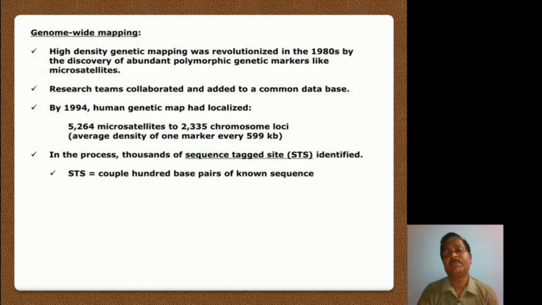Here you see that high density genetic mapping was first revolutionized in the 1980s by the discovery of abundant polymorphic genetic markers like macrosatellites and microsatellites. Then research teams collaborated and added to a common database. Then in 1994, the human genetic map had localized almost 5,264 microsatellites to 2,335 chromosome loci. So now the average density is one marker for every 599 kilobase pairs. In this process, thousands of sequence tagged sites, STS, were identified. STS is nothing but a couple hundred base pairs of known sequence.